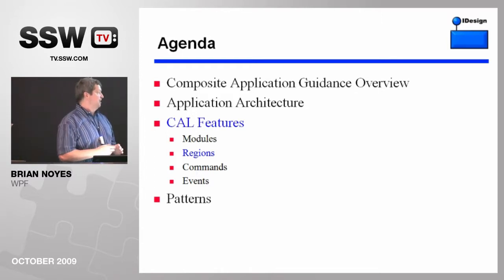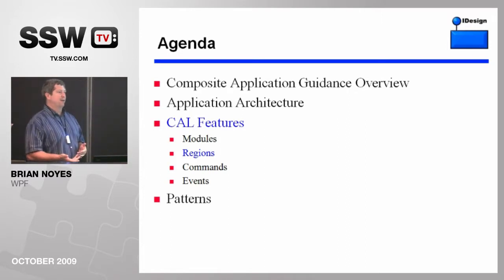I didn't mention this because generally I recommend don't use it, but the region feature is kind of n-level deep. So you could have the shell define a region, have a module load up and plug a view into that region. That view could have a region, and module B could load up and plug a view into that region. That view could have a region, and so on and so on. So it's n-deep regions supported by the framework.